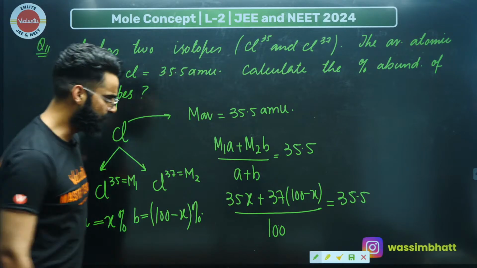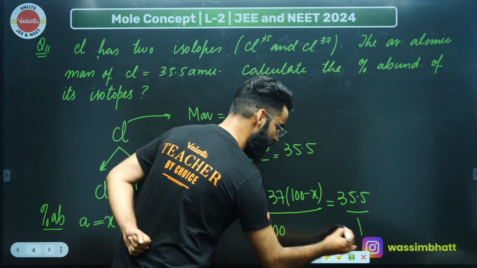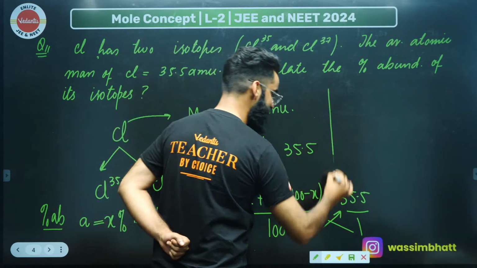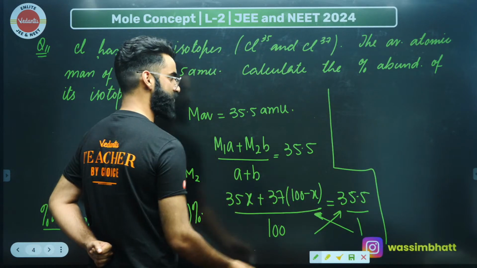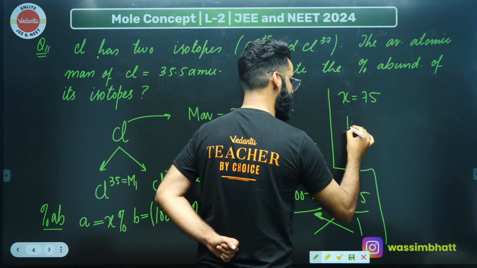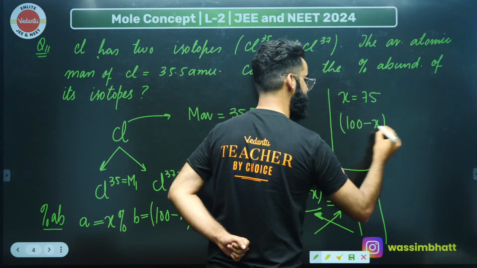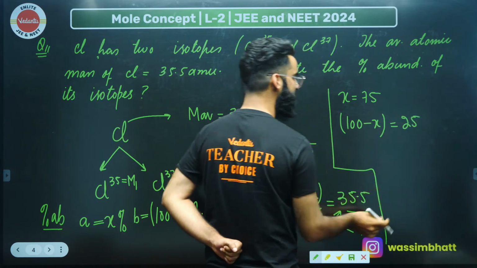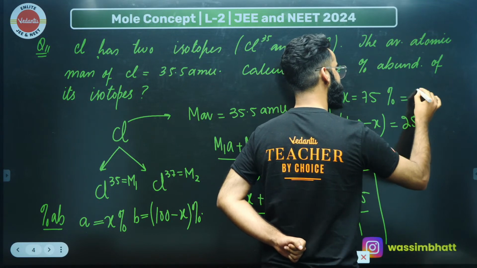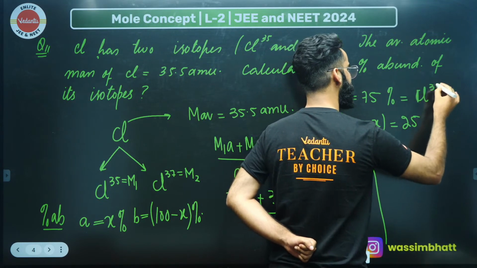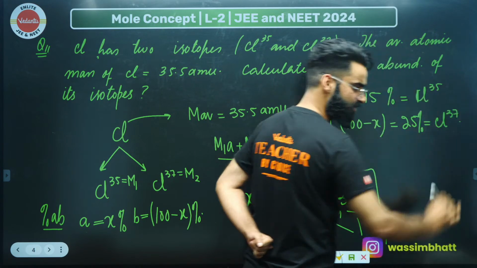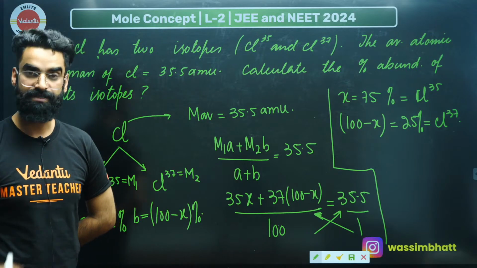Now, you just need to cross multiply, right? And I'm sure you guys know how to do the cross multiplication. After doing the cross multiplication, you get the value of X as 75. If X is 75, then 100 minus X comes out to be 25, right? And this X and 100 minus X were basically the percentage abundance of Cl35 and the percentage abundance of Cl37, which we were supposed to calculate as far as the question was concerned, right?